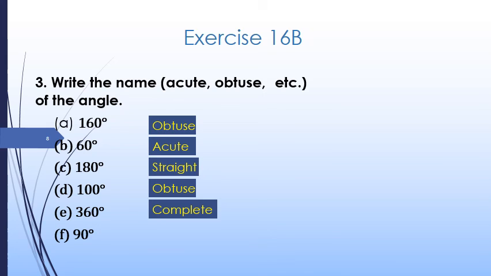Now the last one is 90 degree. Children, 90 degree angle is called right angle, right? So 90 degree angle is called right angle. So we will name this as right angle.